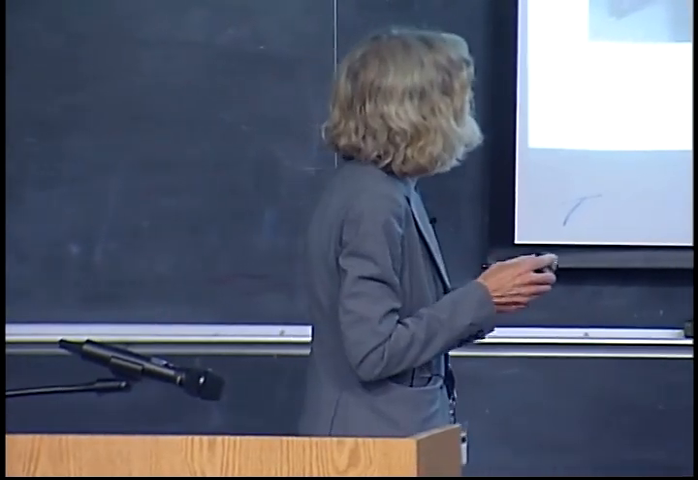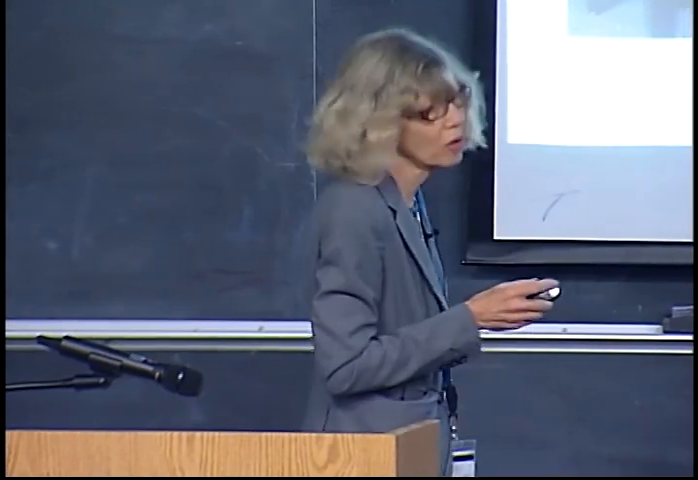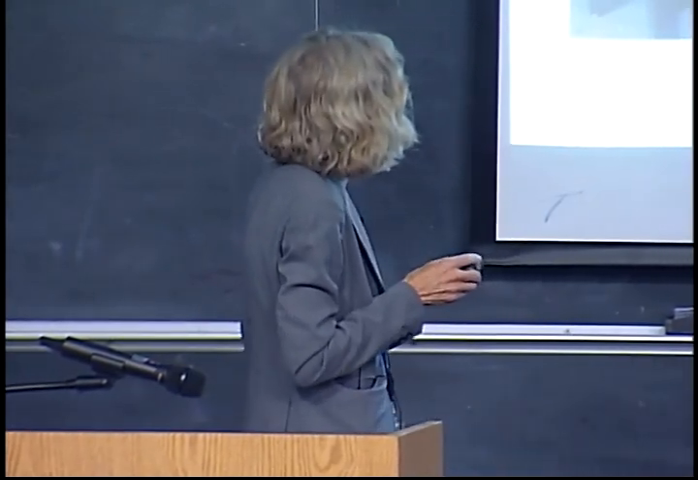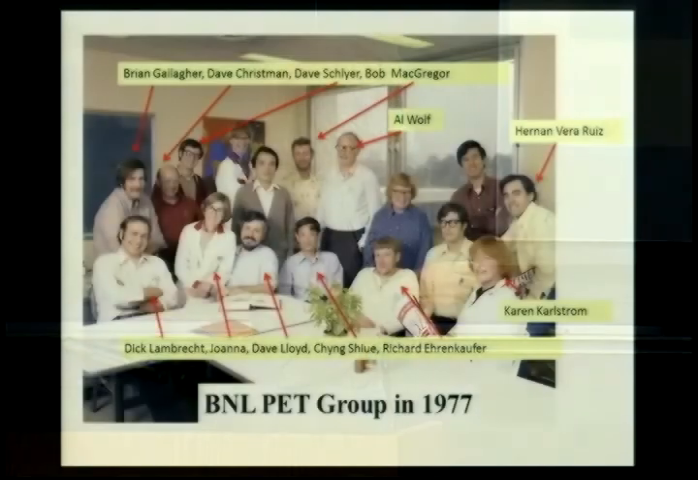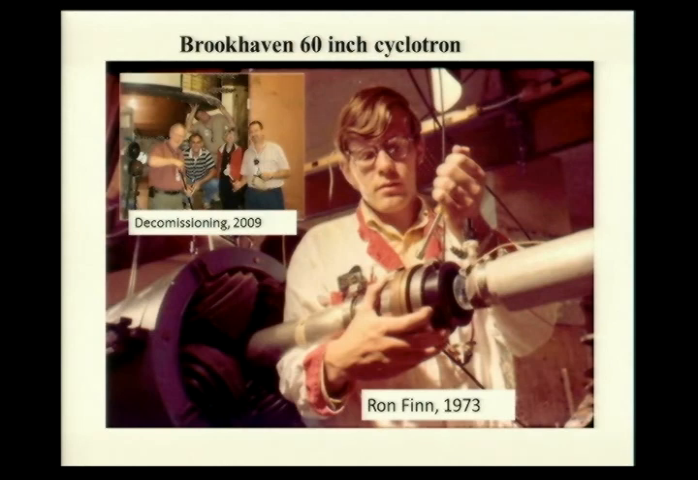In addition, we were trying to make these isotopes sterile so that we could inject them in people. Karen Karlstrom is here. She took that on as a cause to make these products. So not only do you start with a cyclotron, you have to end up with something that can go into people's veins. And we had Chin Shu at the time, Dave Lloyd, me, Hernan Vera-Ruiz, Betty Crawford, Toshi Hara. We had a really kind of an eclectic group at the time. And we also had a cyclotron. This is Ron Finn, who was there at the time. This was our 60-inch cyclotron.